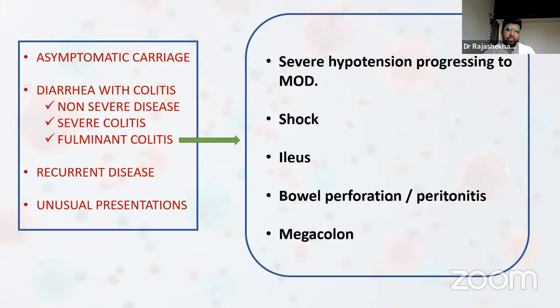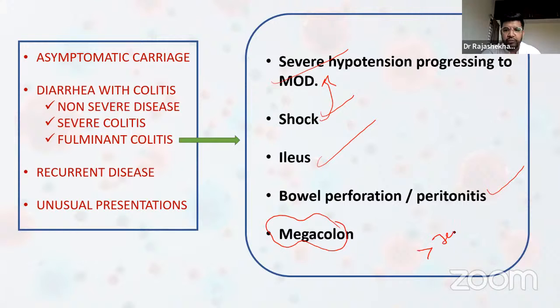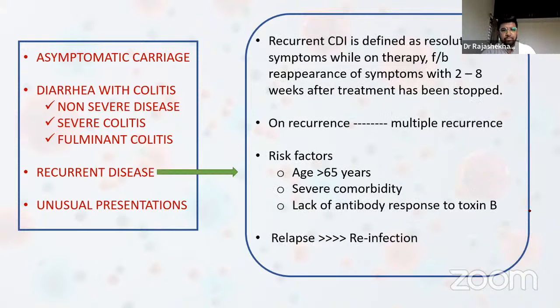The fulminant patients can have severe hypotension, which is refractory, can become shock, leading to multi-organ dysfunction. Or sometimes the patient can have ileus, bowel perforation or peritonitis, or the patient can develop megacolon. Megacolon definition, everybody of us knows: it is more than 7 centimeters of the large colon or more than 12 centimeters of cecum. It's the criteria to diagnose megacolon.